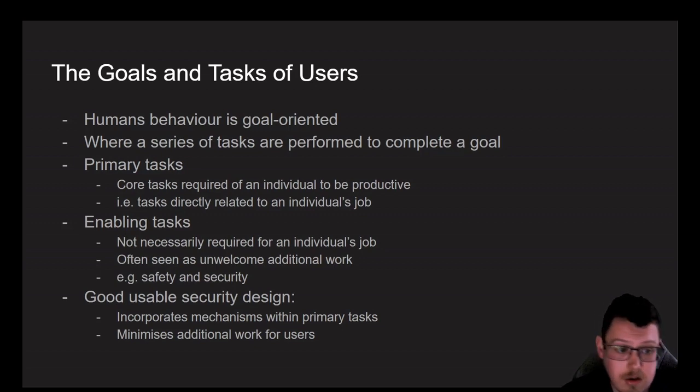And these can be things like safety and security. People will cut corners if they don't feel it's essential. If it's too burdensome, in their opinion, to follow a security mechanism or some health and safety procedure, they might skip it because they see it as unwelcome additional work, or they might not really understand why the policy or procedure is in place in the first place, and just think it's not a big deal if they skip it. So good, usable security design tries to design around the primary tasks and incorporate the mechanisms within the primary tasks rather than having extra tasks that you add on. So we want to try and minimize the amount of extra work for the users.